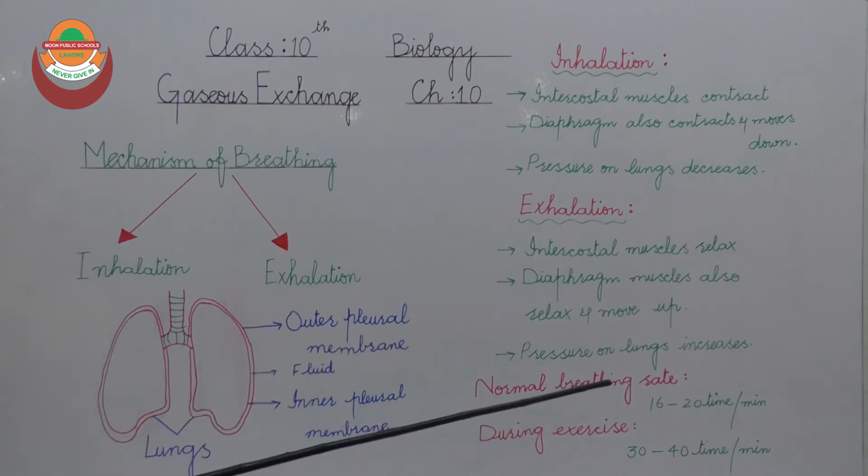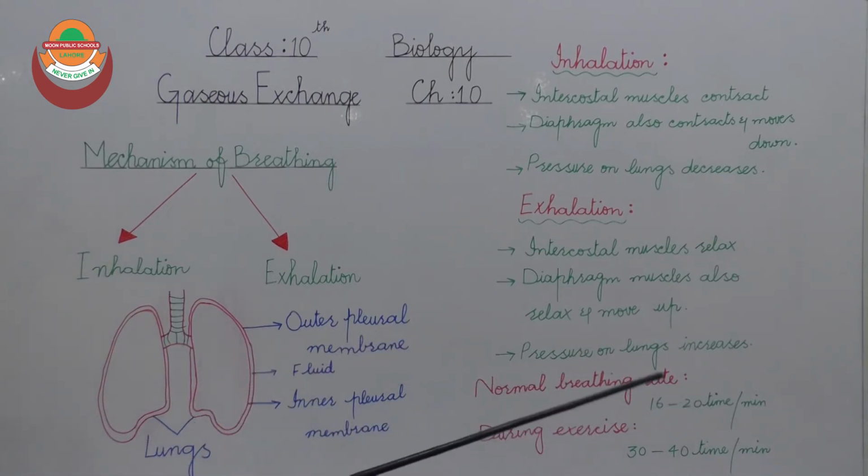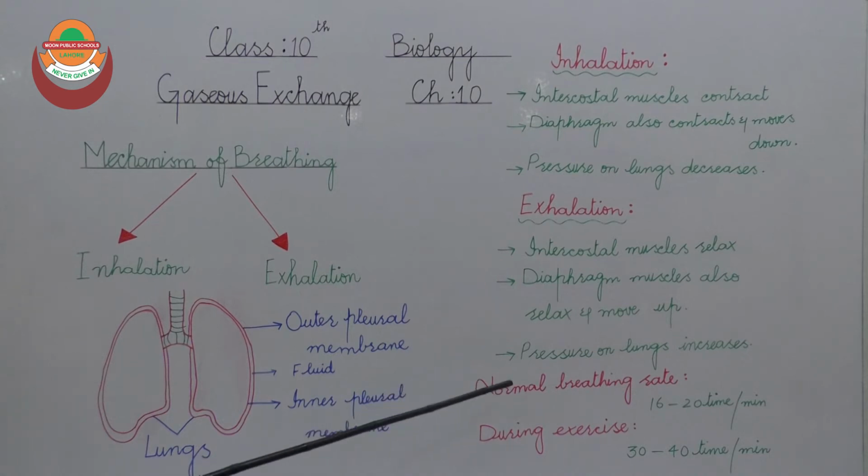The normal breathing rate of a human is 16 to 20 times per minute. This is during normal circumstances when we are at rest. But during exercise, our breathing rate increases to 30 to 40 times per minute. Why does our breathing rate increase this much? Because our breathing rate is controlled by the respiratory center in our brain. This respiratory center is very sensitive to the concentration of carbon dioxide in the blood.